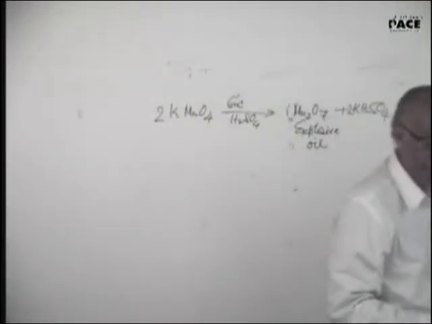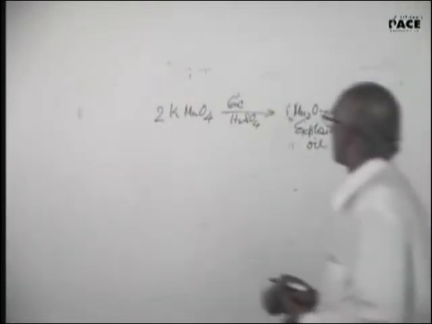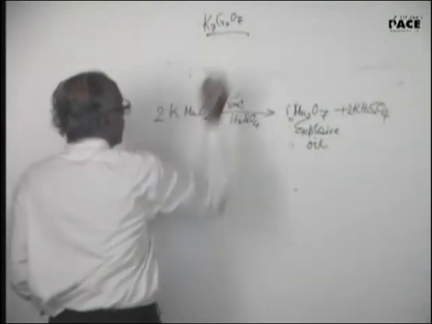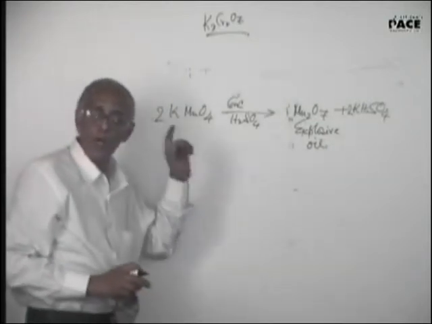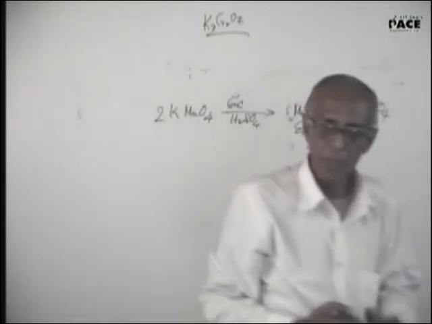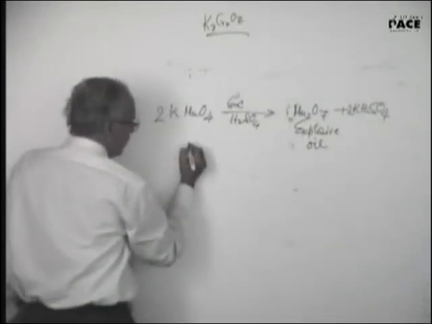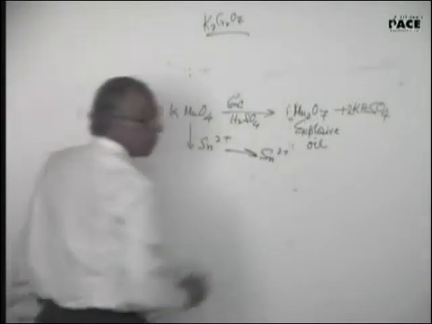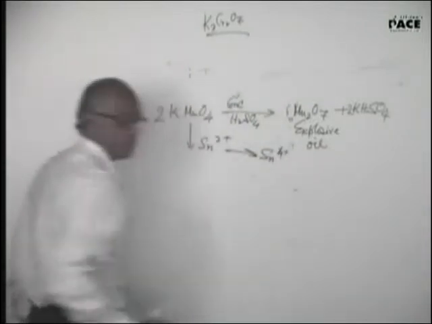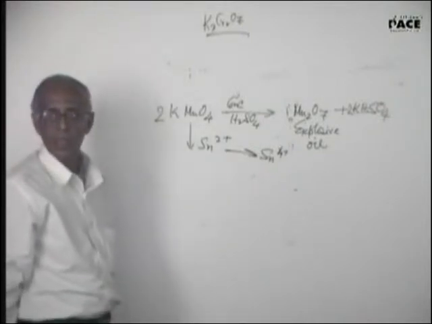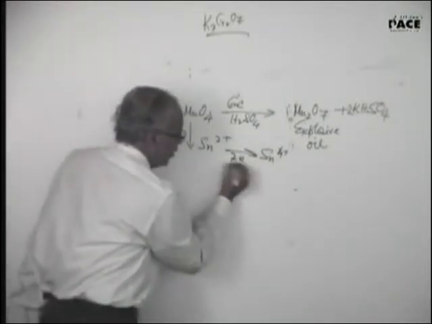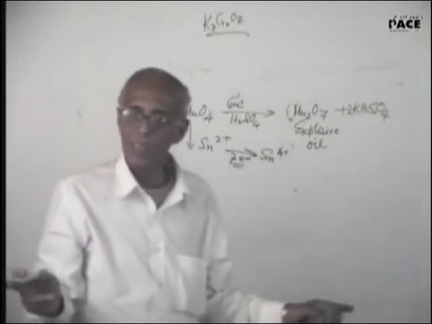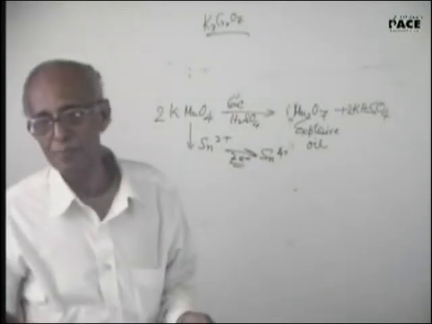Now we go to potassium dichromate. So the normality of potassium permanganate: potassium permanganate will oxidize stannous to stannic. Again, it is a 2 electron change. So it will be 2:5. The mole proportion will be 2:5.